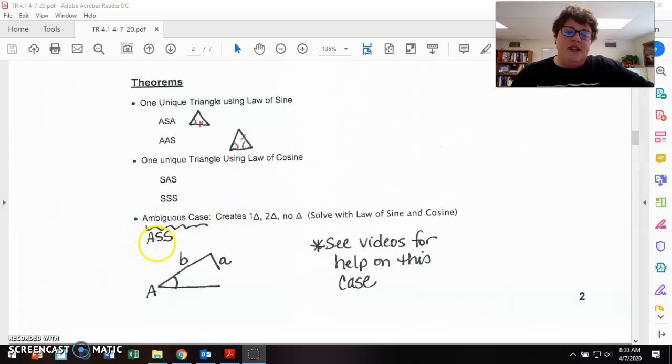Anytime you're given angle, side, side, you're given one angle, its corresponding side, and then the included side in the middle. The reason it's ambiguous is we don't know if this A comes down and creates a triangle. That's what we don't know, so that's what we have to find out.